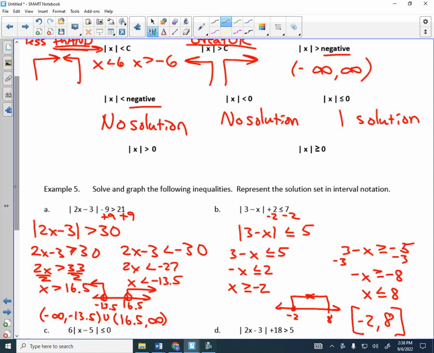Absolute values are always positive or 0, right? So if it says an absolute value is greater than or equal to 0, any thoughts? All real numbers. And then what about an absolute value just greater than 0? All real numbers except for just one spot, right? Yeah, this excludes one value.